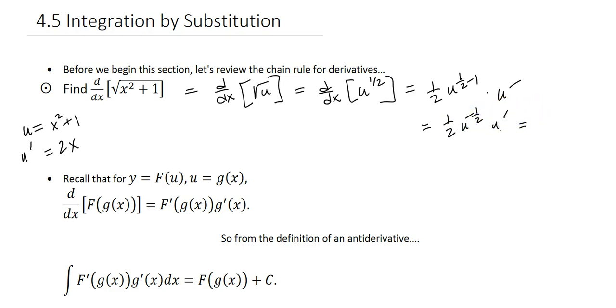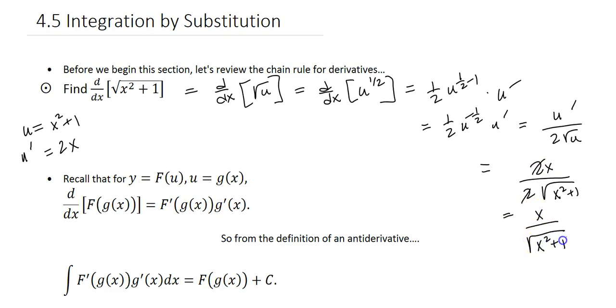So going as far as I can, I actually get that this is u prime over 2 square root of u. And u prime is 2x, and that's going to be over 2 square root of x squared plus 1. And the 2's actually cancel. So I just get x over the square root of x squared plus 1. And that would be my answer here.